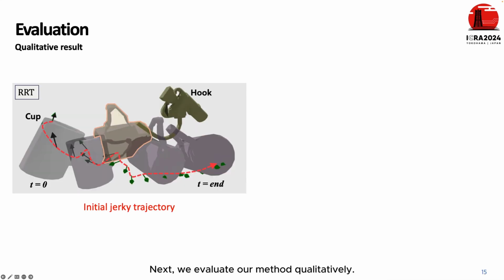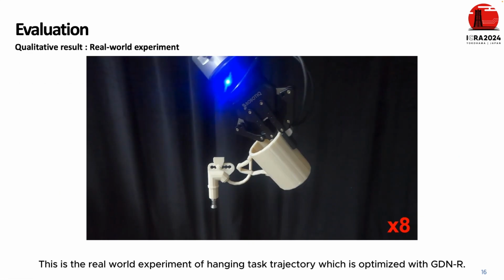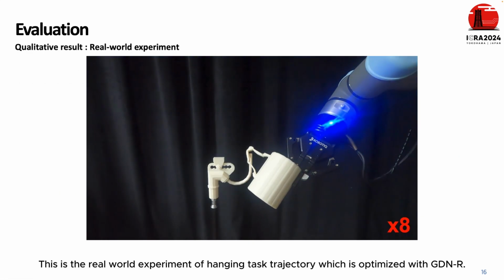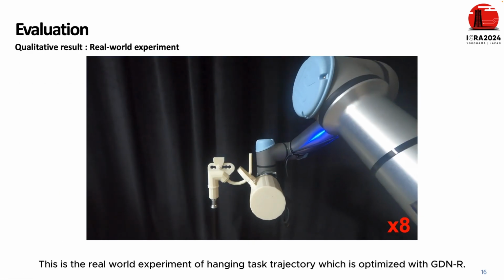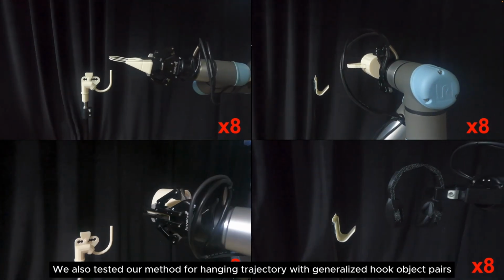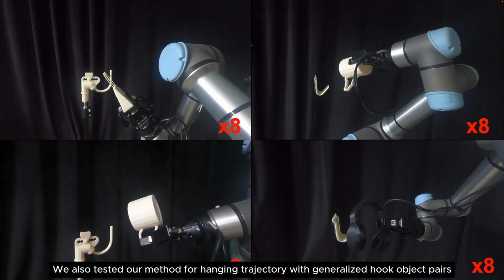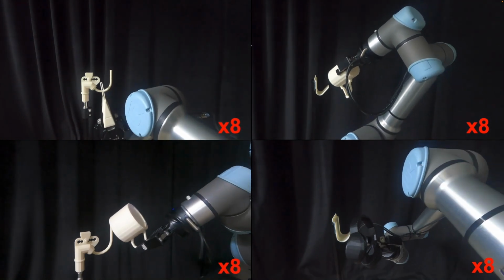Next, we evaluated our method qualitatively. From RRT, we often acquire jerky trajectory. It can be transformed into smooth and feasible paths via trajectory optimization, which utilizes the gradient from our method. This is the real-world experiment of hanging task trajectory, which is optimized with GDNR. We also tested our method for hanging trajectory with generalized hook-object pairs.